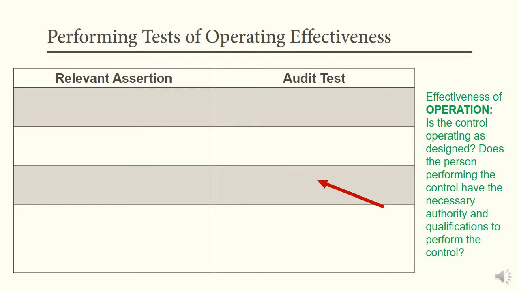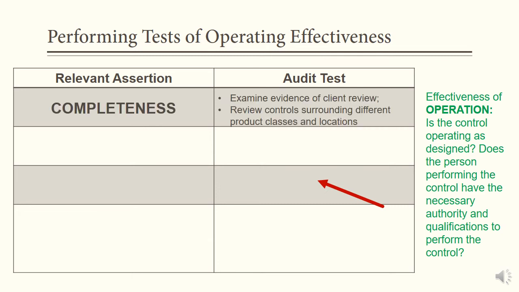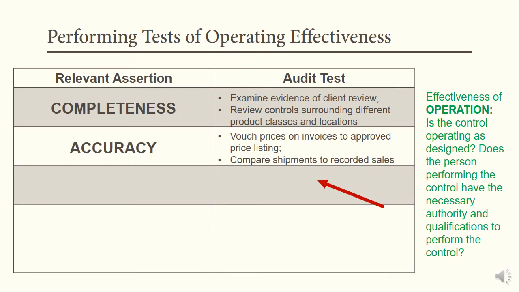There's 4 different assertions with regard to the revenue process that can be tested in this phase. Completeness, so examining evidence of client review, reviewing controls surrounding different product classes and locations. Accuracy, cutoff, and classification.